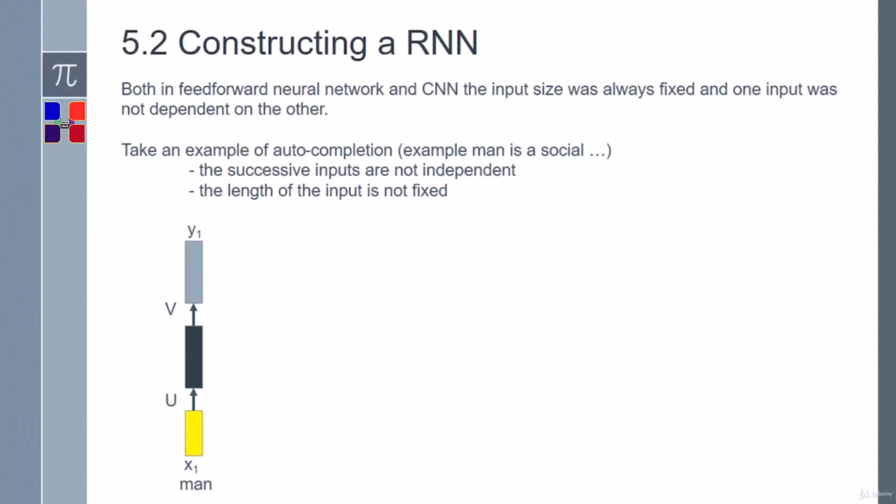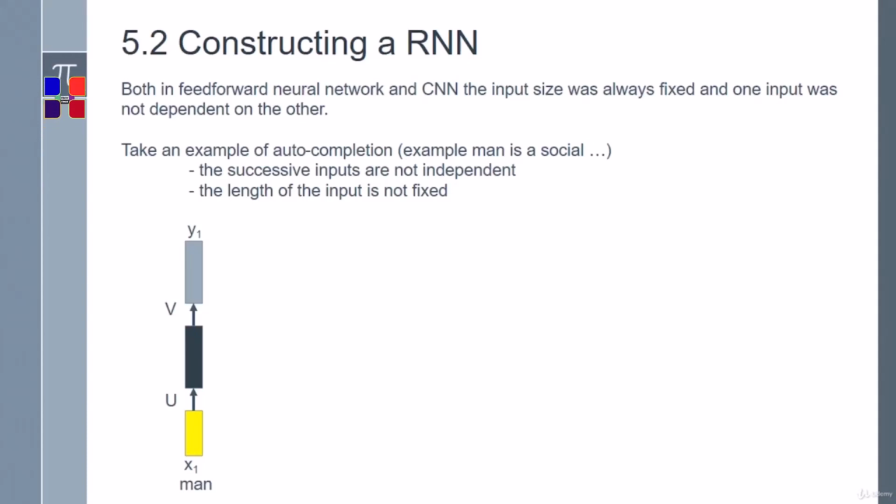Now, there are some characteristics of these types of networks. One is that successive inputs are not independent, as we saw that each input has some correlation with the previous input. And the second is that the length of the input is not fixed. The sentence could be 4 words, it could be 10 words, or it could be just 3 words. So this is a very specific type of problem, and that's why we said that we need a different kind of network to solve this.